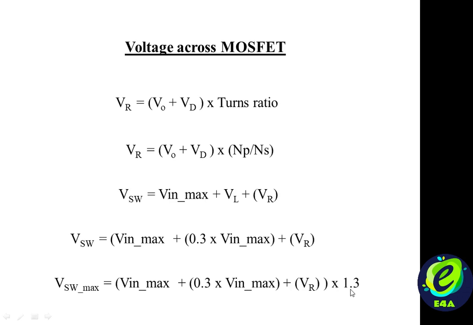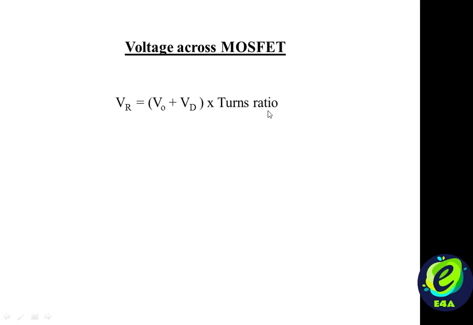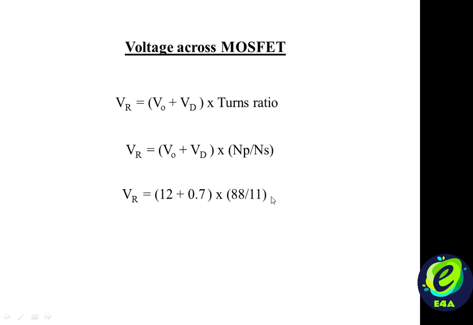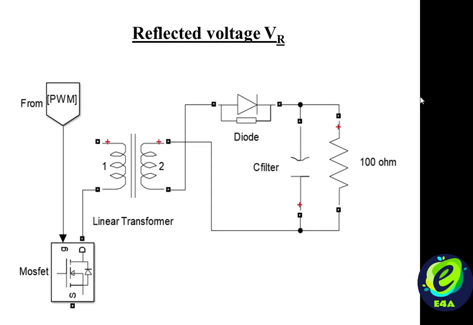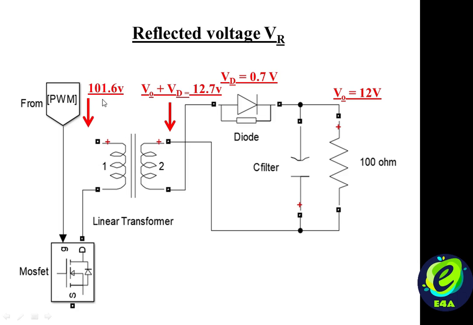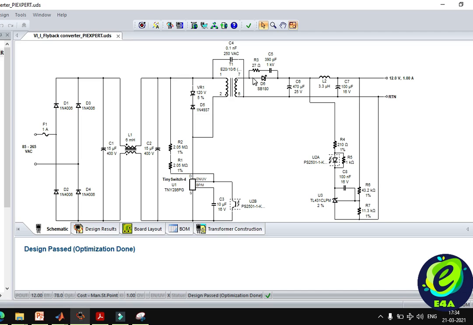MOSFET. For our design, if we calculate the reflected voltage, the value of the primary turns Np is 88 and secondary turns Ns is 11. Secondary winding voltage is 12.7, that is VO plus VD. So the reflected voltage will be about 102 volts. So for output voltage of 12 volts and diode drop of 0.7 volt, the secondary winding voltage and the reflected voltage are about 12.7 volts and 101.6 volts respectively, as can be seen in the diagram.